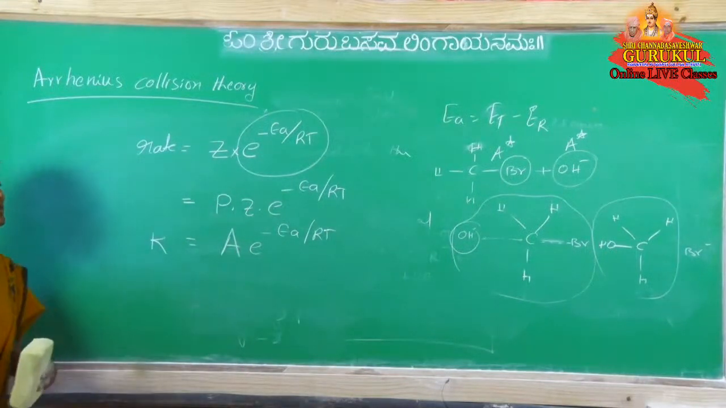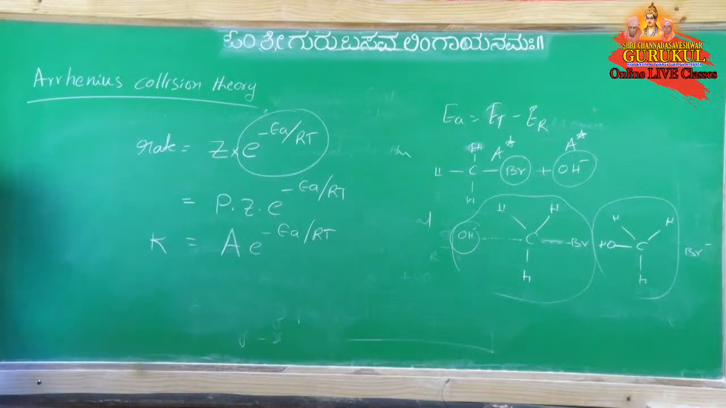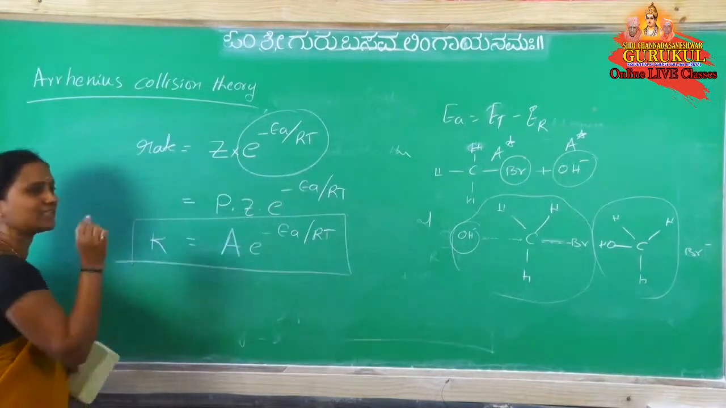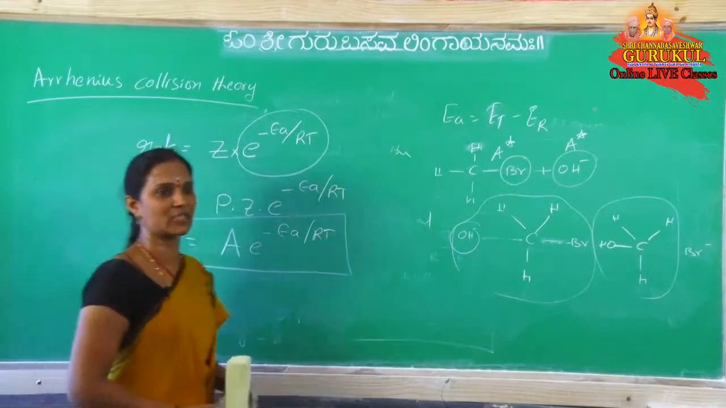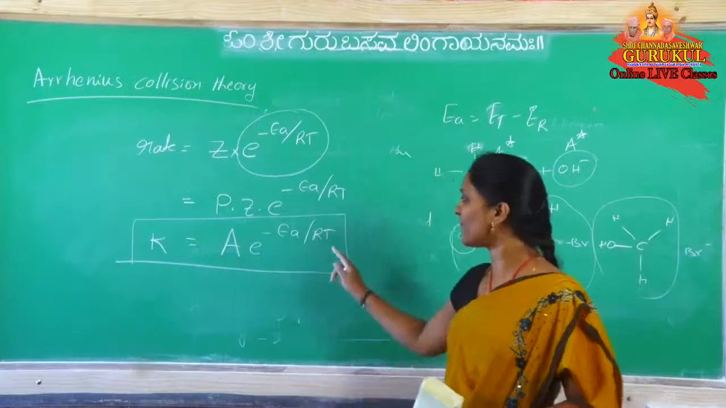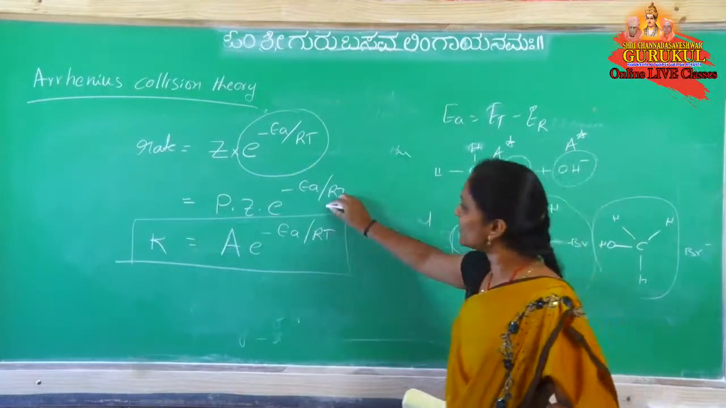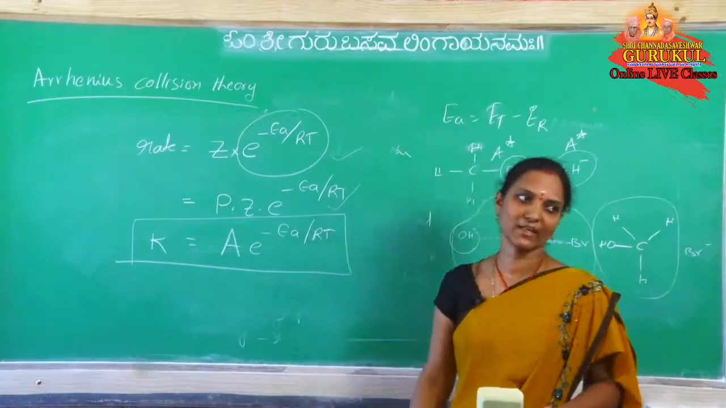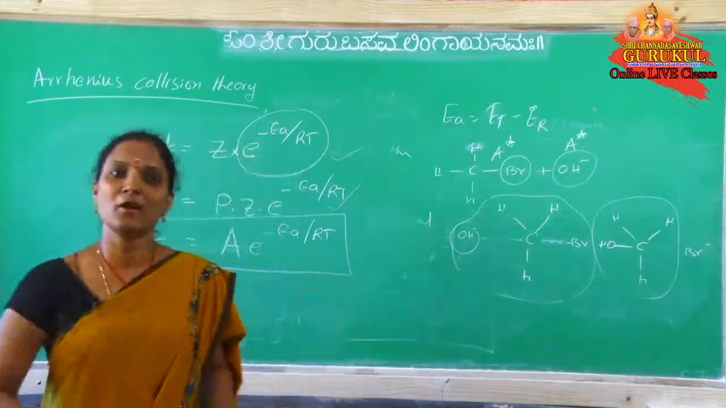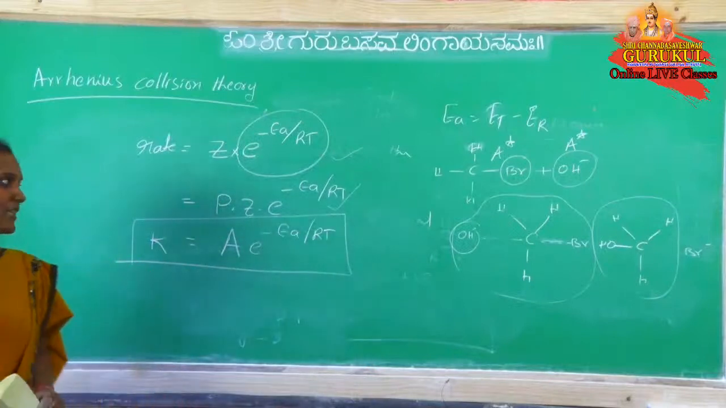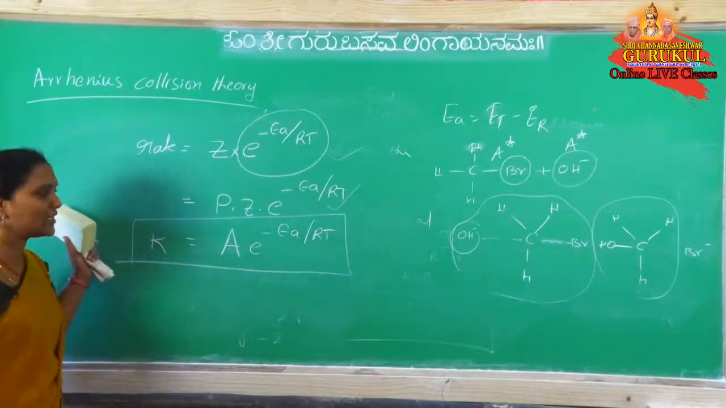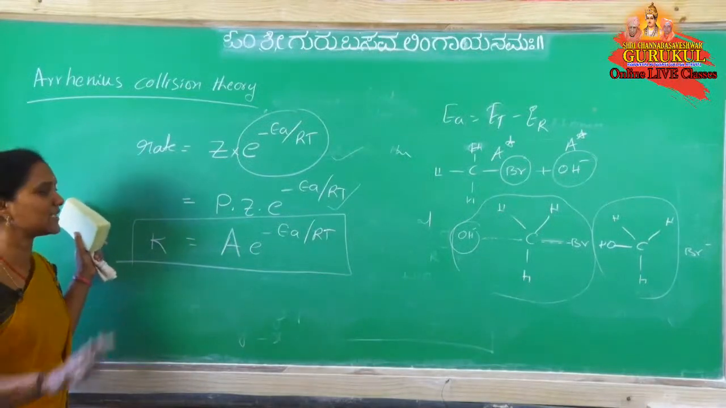Rate constant: K is equal to A e power minus Ea by RT. It is the expression for Arrhenius collision theory. So what is that Arrhenius equation? K is equal to A e power minus Ea by RT. Or these two are also correct: rate is equal to Z into e power minus Ea by RT, or P Z into e power minus Ea by RT. Combined, we take this as the Arrhenius factor, A into e power minus Ea by RT.